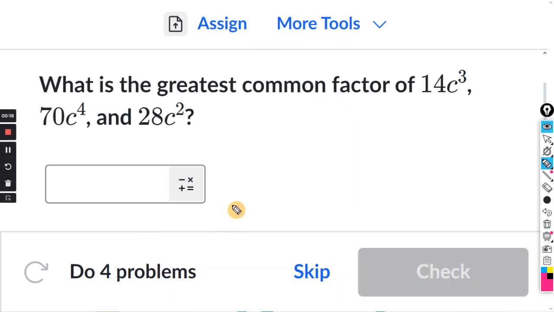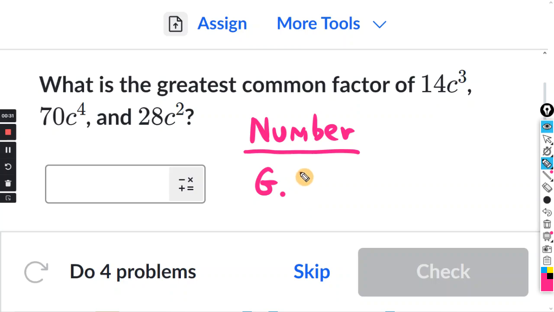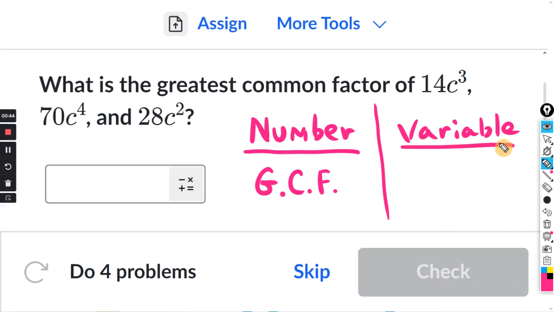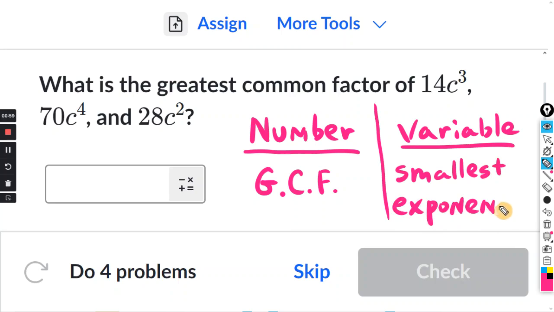Okay, so we want to do numbers and variables separately. All right, if you want to take notes, for the number itself, we are just looking for the greatest common factor. That's simple. And for the variable, we want to get the one with the smallest exponent. This is assuming the variables match, which I believe they do throughout this exercise.